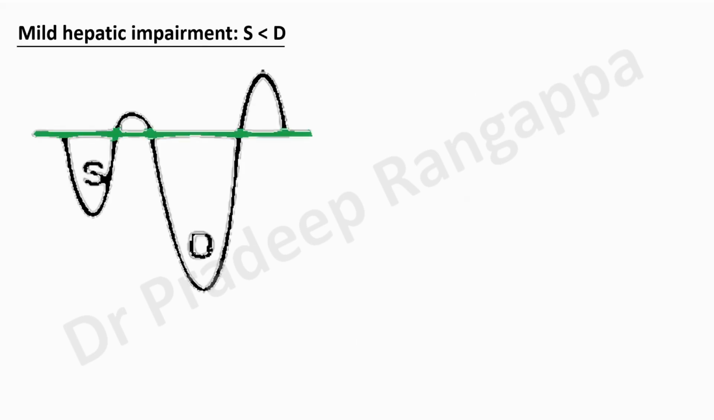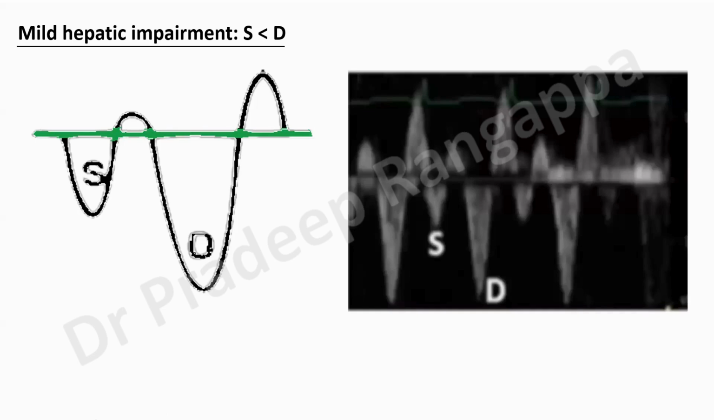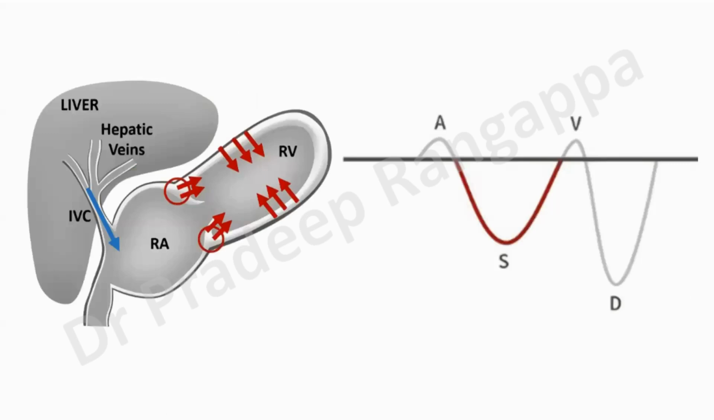If there is a mild hepatic vein impairment, then there is a reversal. So S becomes small and the diastolic wave becomes larger. S should always be larger. So if S becomes smaller, there is a reversal, and you call it grade 1 hepatic VExUS. This happens because of the increase in the right ventricular pressure and the congestion in the hepatic veins. Because of the increase in the RV pressure, there is a backflow which leads to increased pressure and congestion of the hepatic veins, so S becomes smaller than the D.